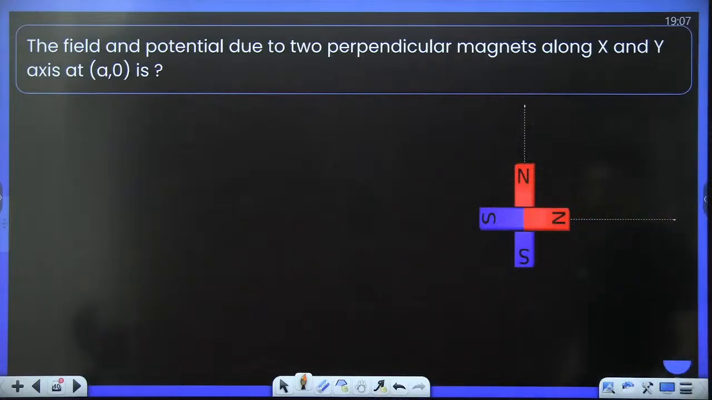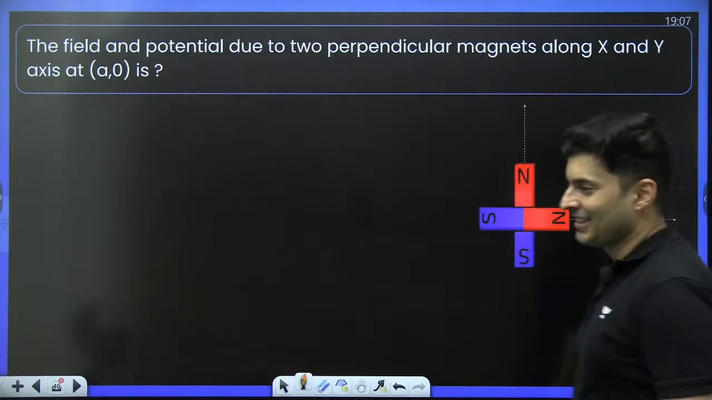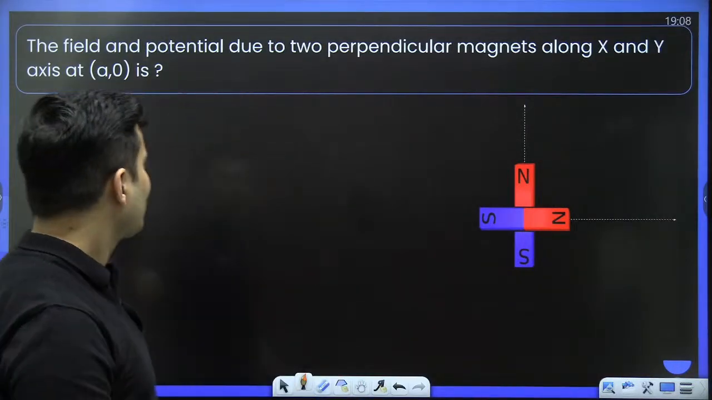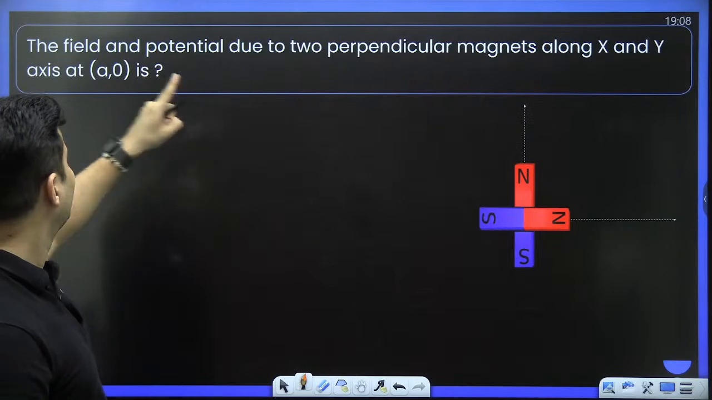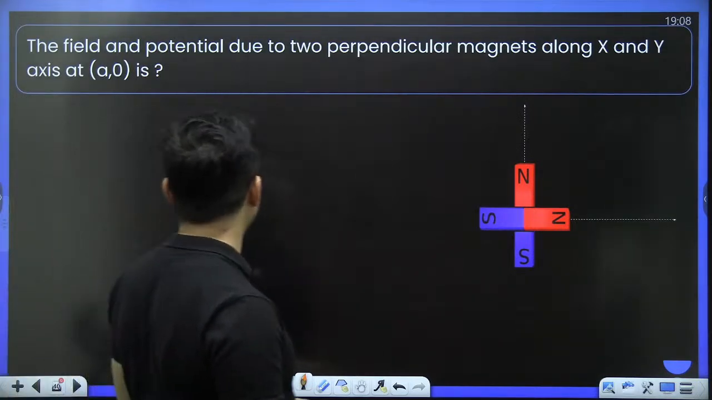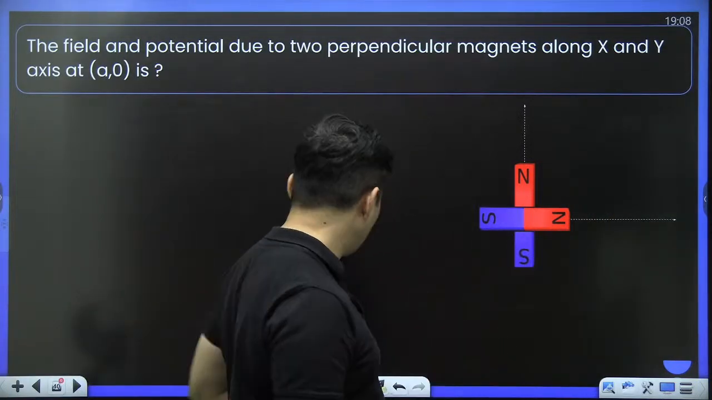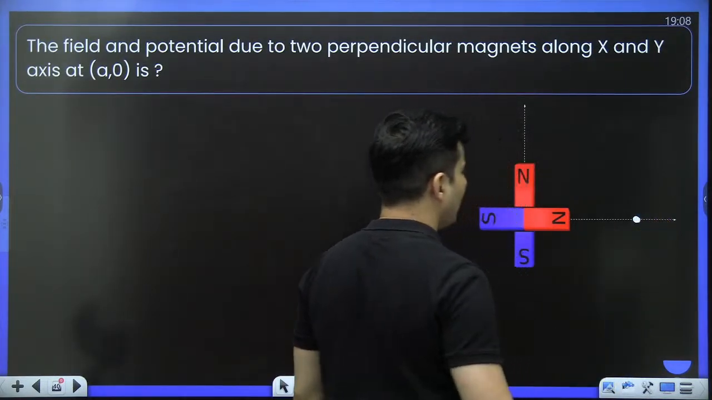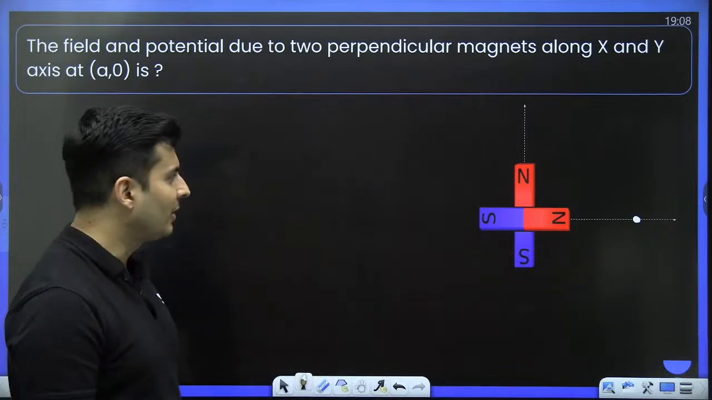Look at this question. Two magnets perpendicular to each other. Interesting. Two magnets perpendicular to each other. The question is, what is the field and potential due to both of them at A, 0? First, let me mark that point. A, 0 will be over here. Okay. What will be the magnetic field at that particular point?